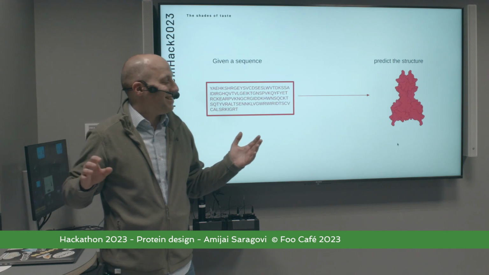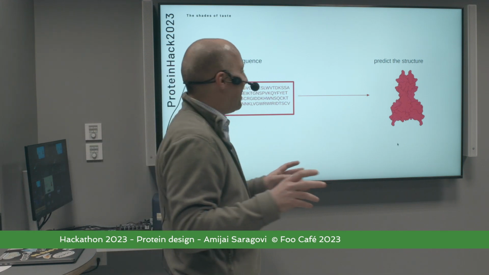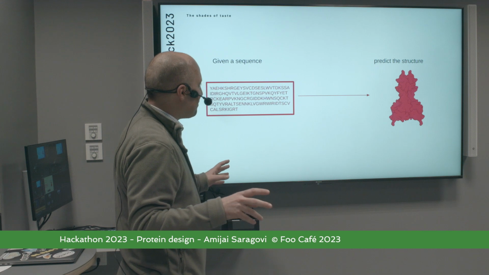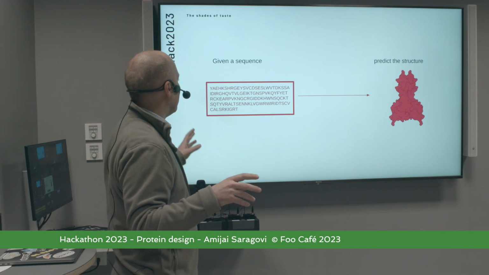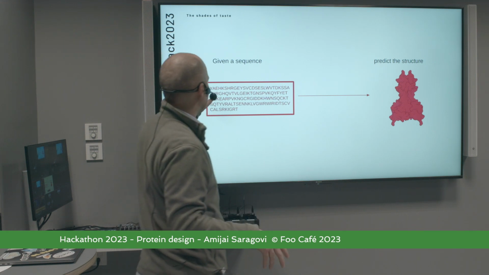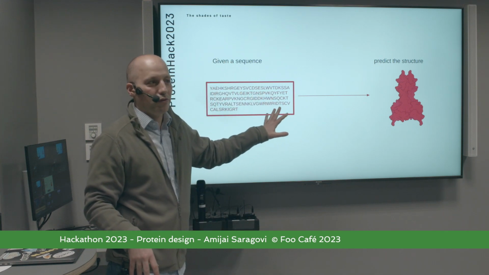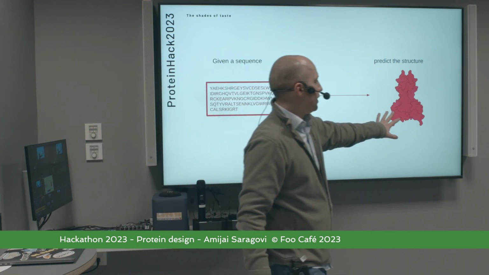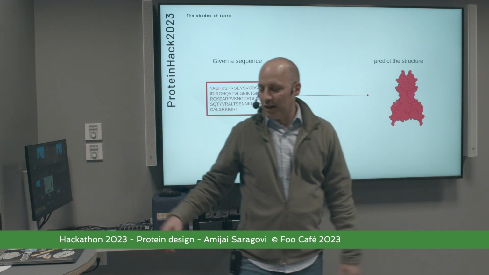If you want to formulate it in a slightly more scientific way, you can put this into two problems. One is the protein folding problem, which is basically, given a sequence of a protein, what will be the 3D structure.